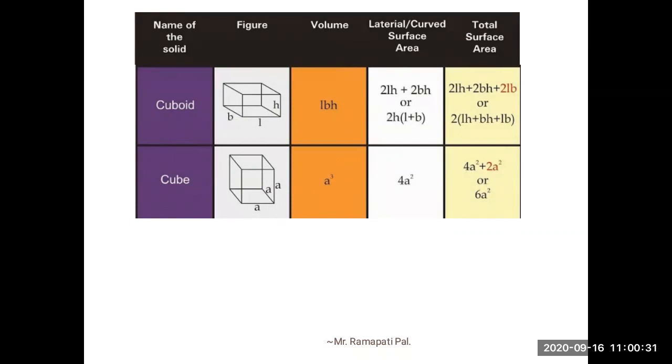Now total surface area. As we know that it has 6 faces, so 6a square. Is it clear? Now how does 6a square come? As we know, lateral surface area is 4a square, plus the 2 sides we have left. So we add those 2 sides, 2a square. Then we add 4a square plus 2a square, so we will get 6a square. Is it clear? Okay. Now total surface area of cube is 6a square. Is it clear? Any doubt?